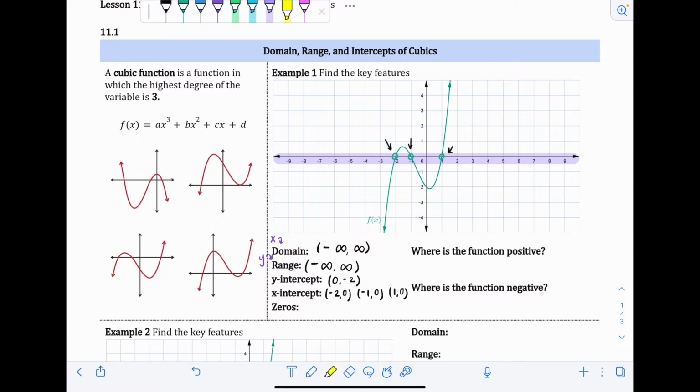So like for the x-intercept (-2, 0), the zero there would just be negative 2. x equals -2. And then x equals -1 from that second x-intercept, and then x equals 1 from the third one.